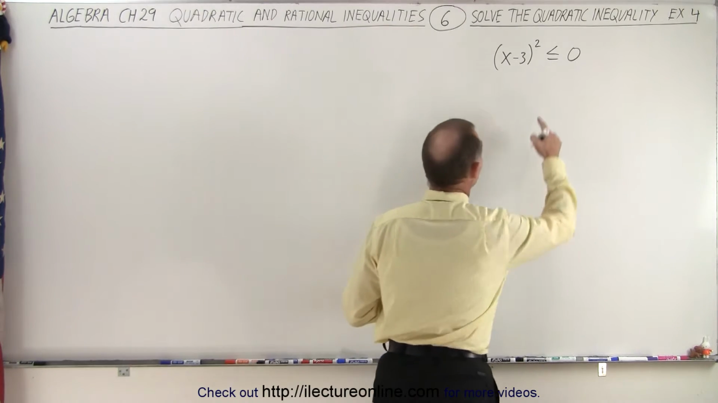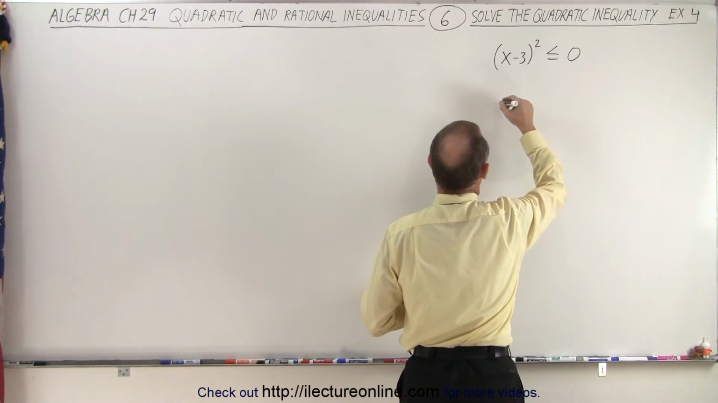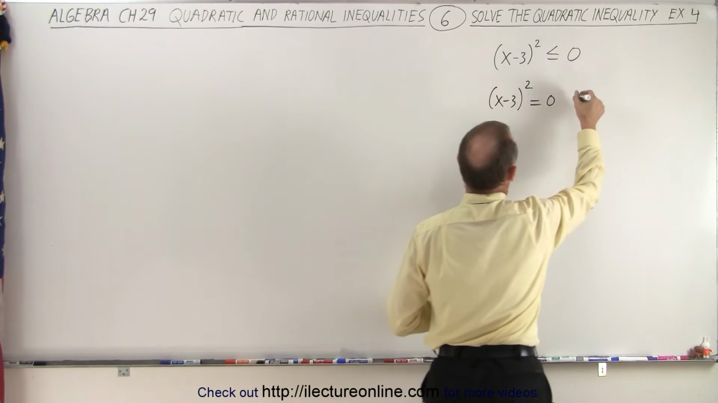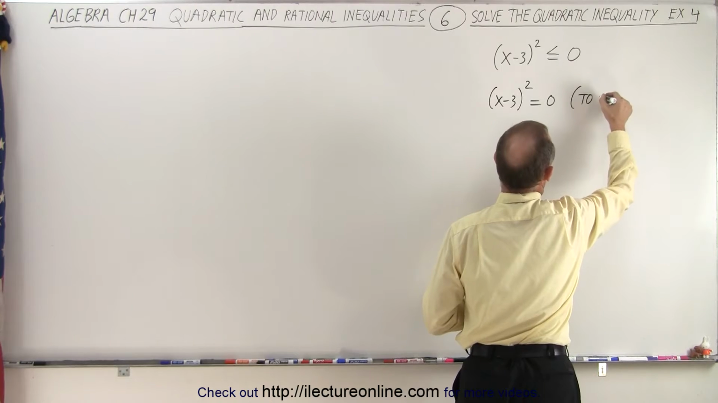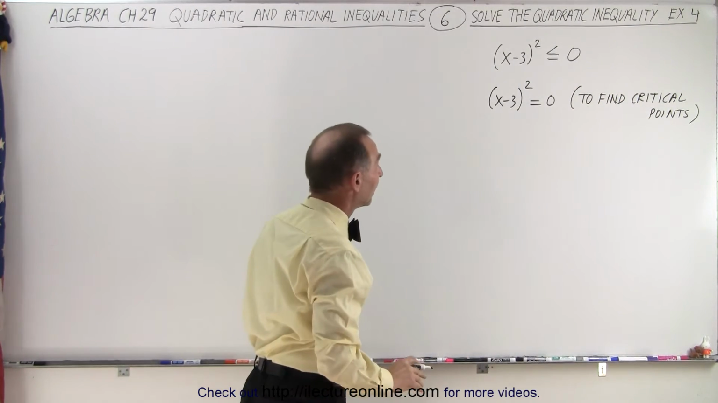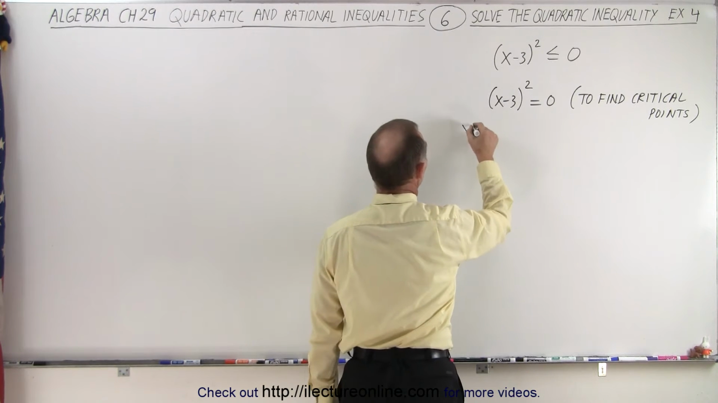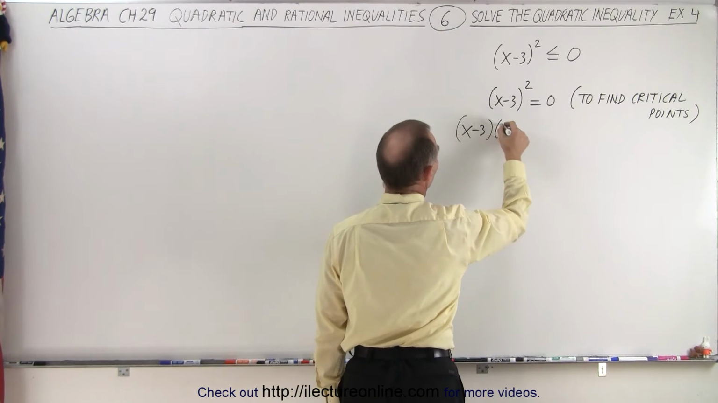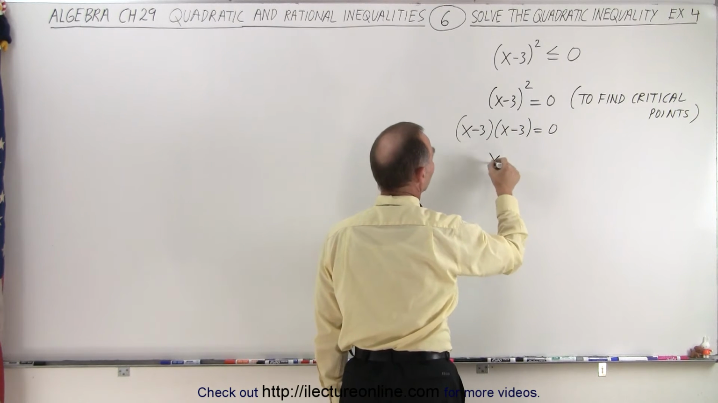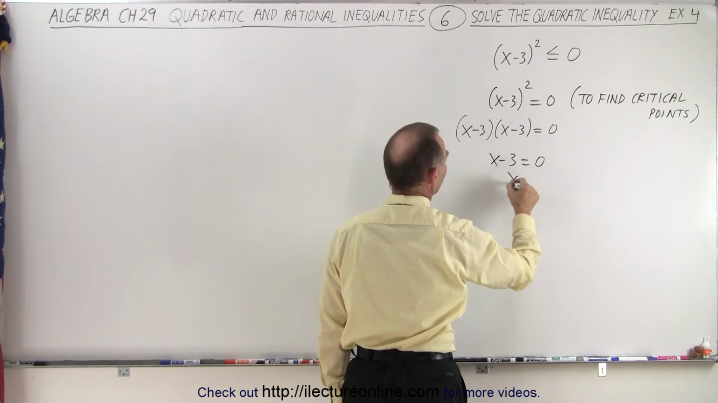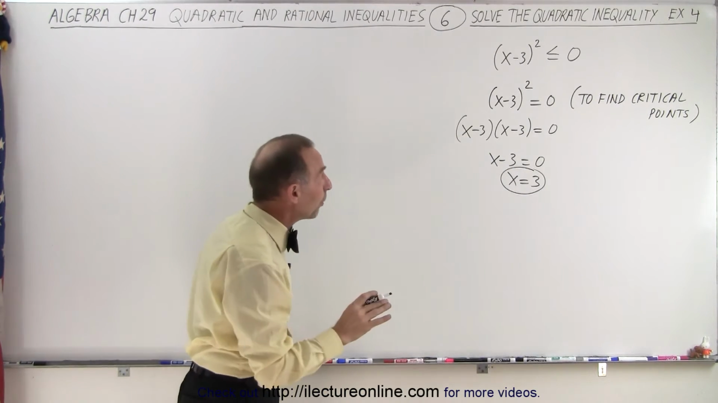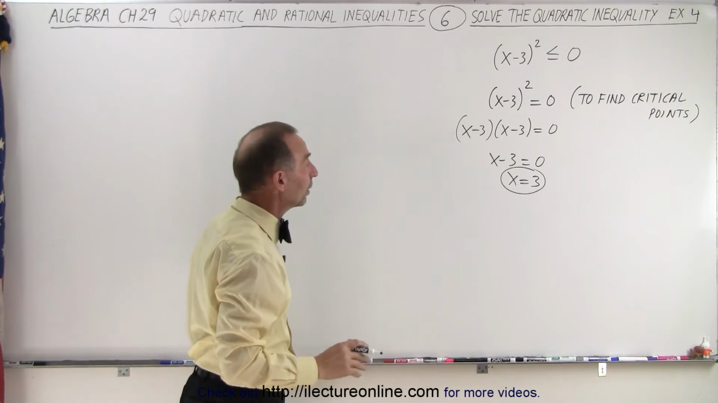So we're going to set that inequality to an equal sign, and we write (x - 3)^2 = 0, and again to find the critical points. And in this case, there'll probably only be one. So this means that (x - 3)(x - 3) = 0, so that can only happen if x - 3 = 0, or x = 3. So there is the critical point, and also the only point that can satisfy that inequality.